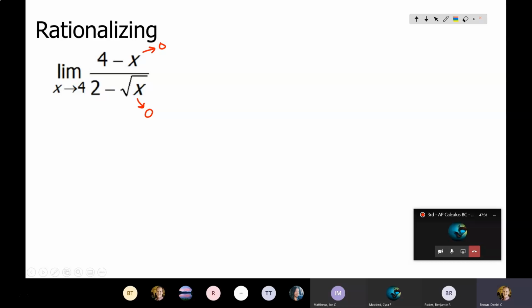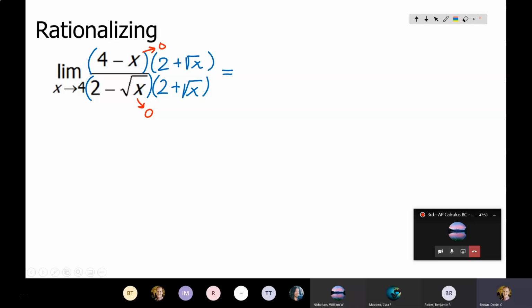Sometimes you rationalize the numerator, sometimes you rationalize the denominator. Does anyone remember how we rationalize an expression like this? You multiply by the conjugate. So I'm looking in the denominator. I'm going to multiply by the conjugate in the top and the bottom because we're really just multiplying by 1.